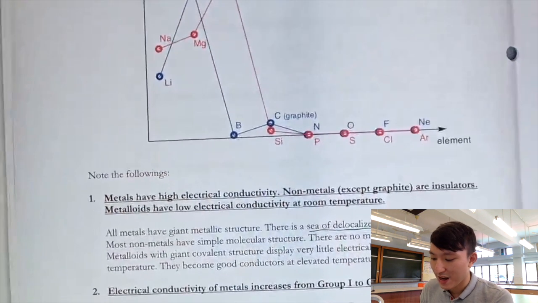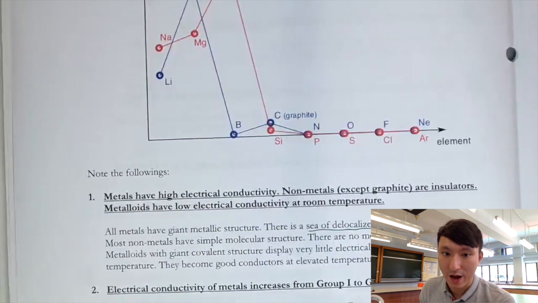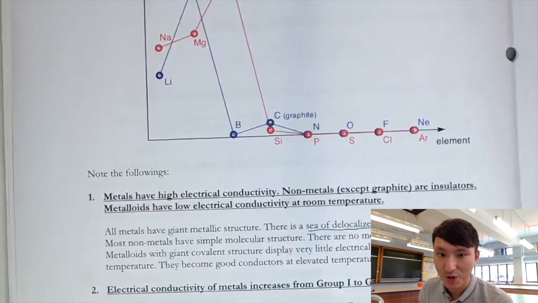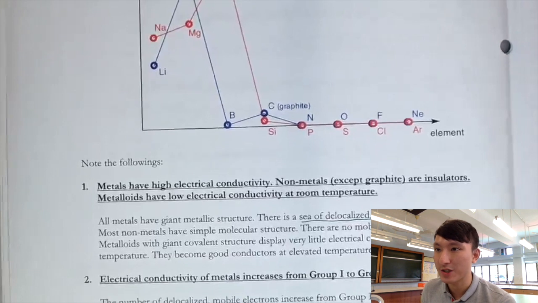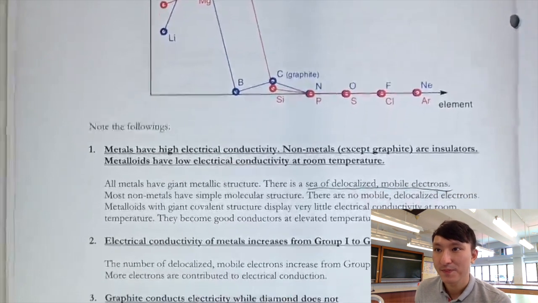This is because you get more and more delocalized electrons from group 1 to group 3. Group 1 you have 1 electron, group 2 you have 2, group 3 you have 3, right? So that's why it gets higher and higher electrical conductivity.